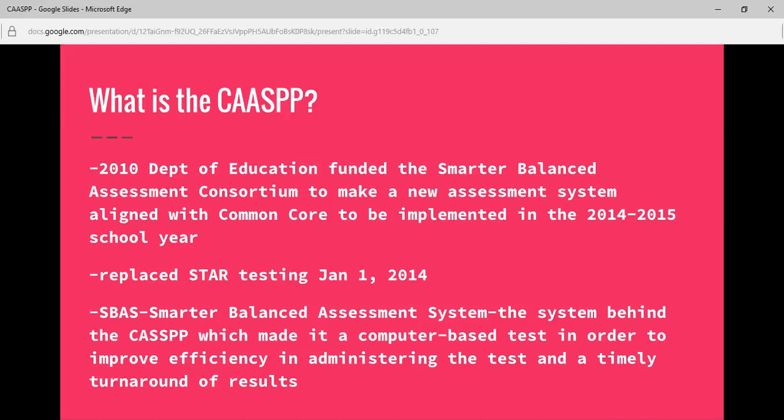The SBAS, which stands for the Smarter Balanced Assessment System, is a system that the Smarter Balanced Assessment Consortium came up with. And this made the CAASPP a computer-based test in order to improve efficiency in administration of the test and also getting the results back quickly.